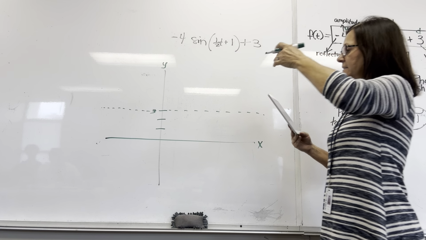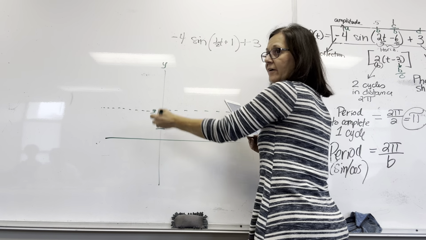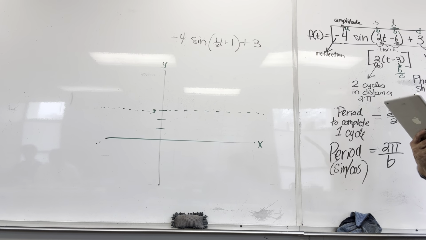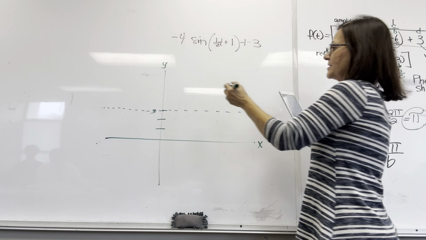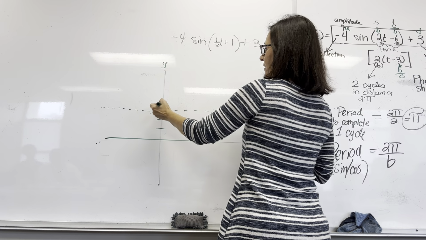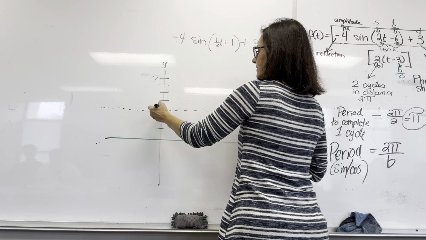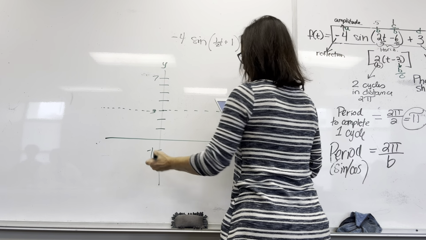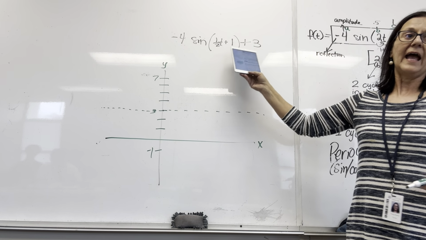So instead of going from here up, we're going to go here down, right? Unless we've been phase shifted, which we've been phase shifted. So we're going to go up 4 and down 4. So it's 3, 4, 5, 6, 7, 3, 2, 1, 2, 3, down to negative 1. All right, tell me about this 1/2 and the 1.